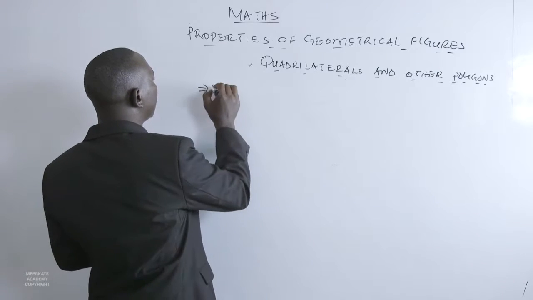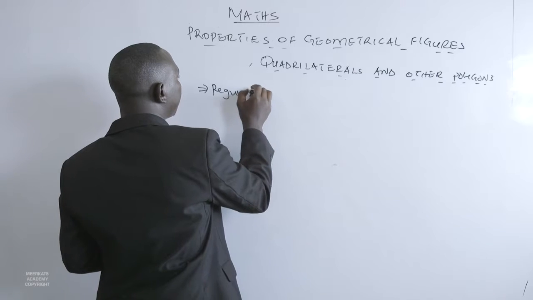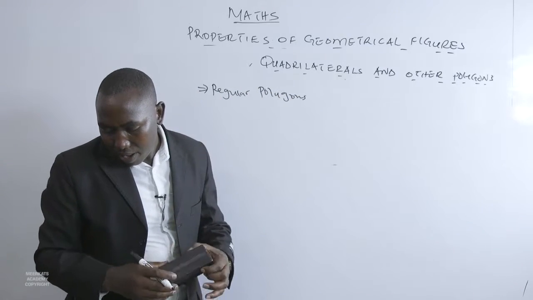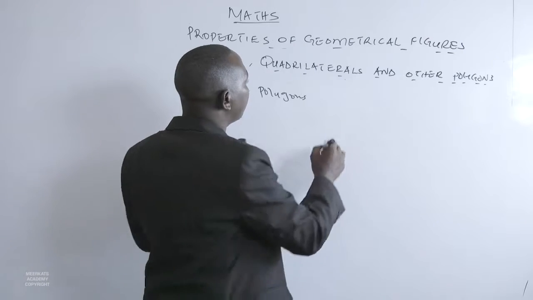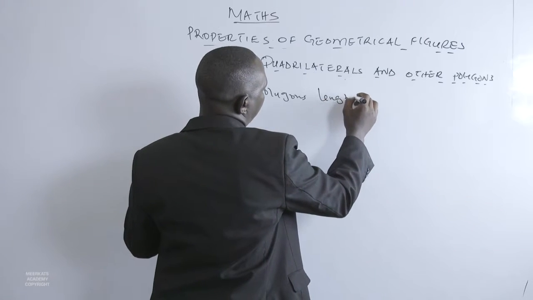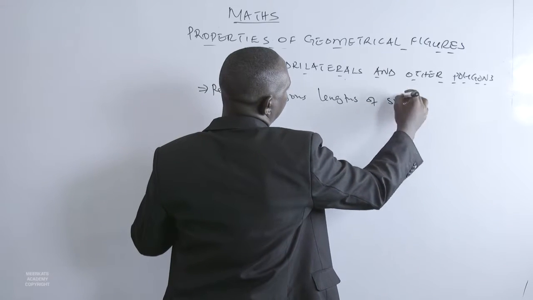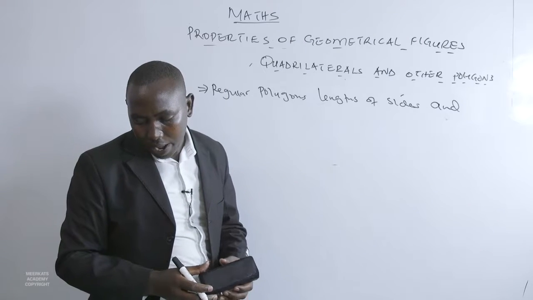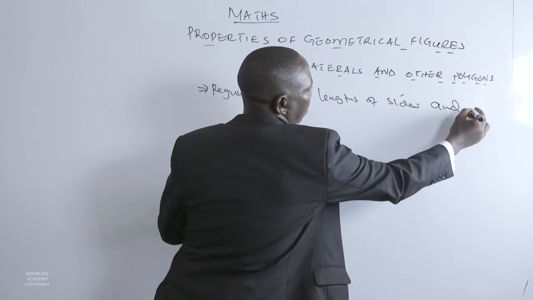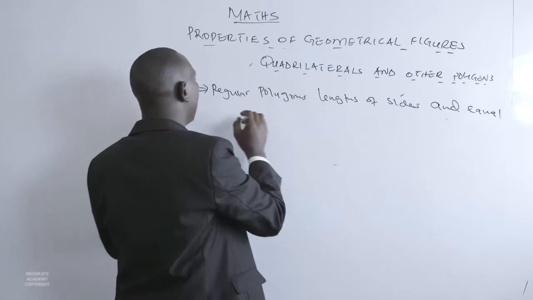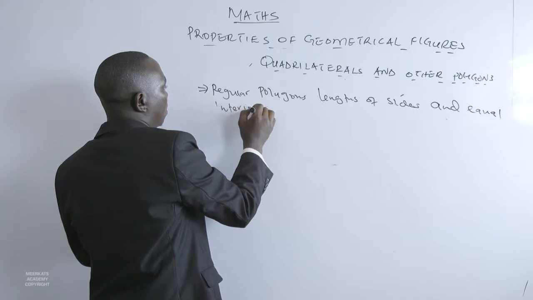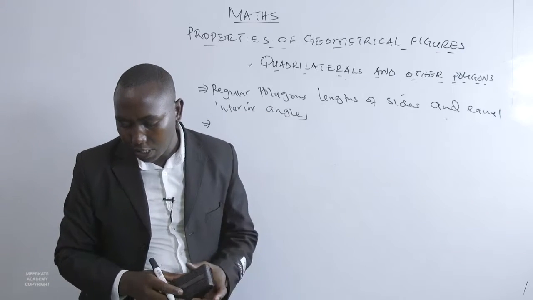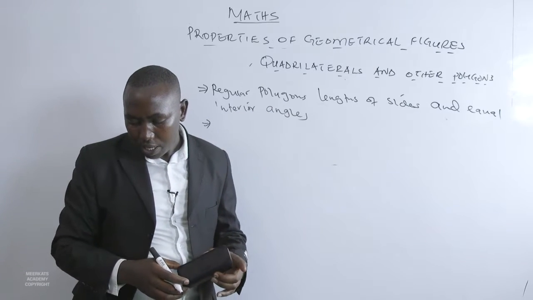So regular polygons have equal lengths of sides and interior angles. They also have equal interior angles.